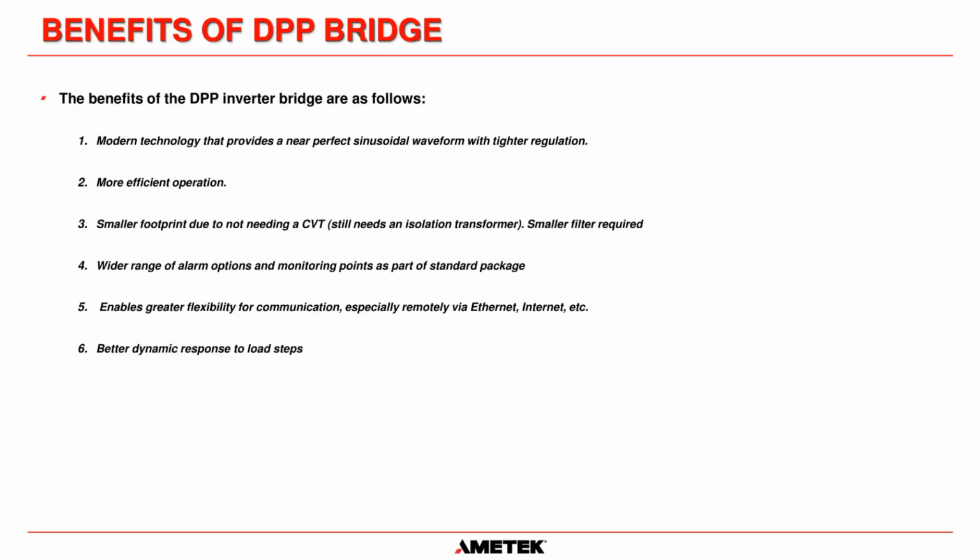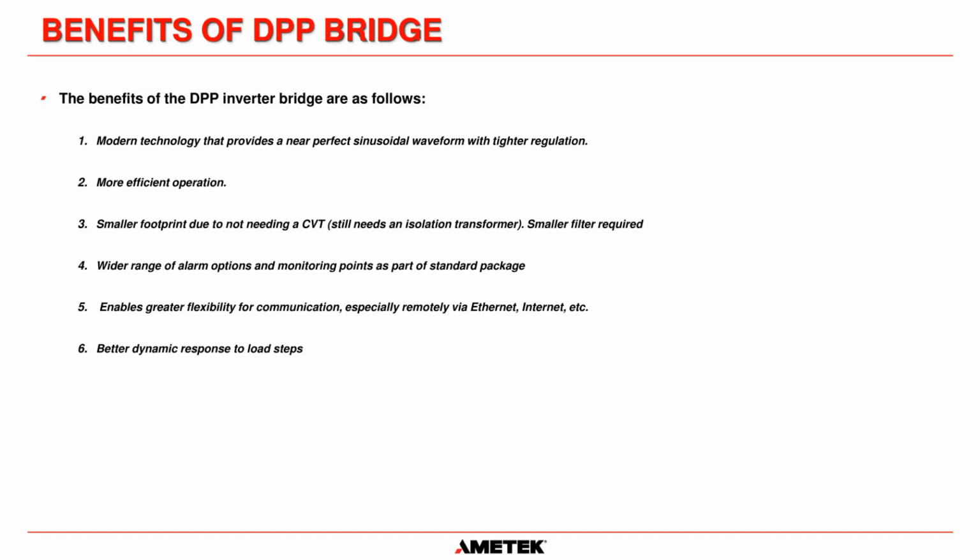It has a smaller footprint because it doesn't need the bigger CVT. It still needs an isolation transformer, but the filter is smaller and the normal transformer is slightly smaller, so we can have a smaller footprint for the DPP system. We can have a much wider range of alarm options and monitoring points as part of the standard package because it's all digital electronics, and we are monitoring so many different things inside the DPP to create that PWM waveform. We can get much more options on the system.